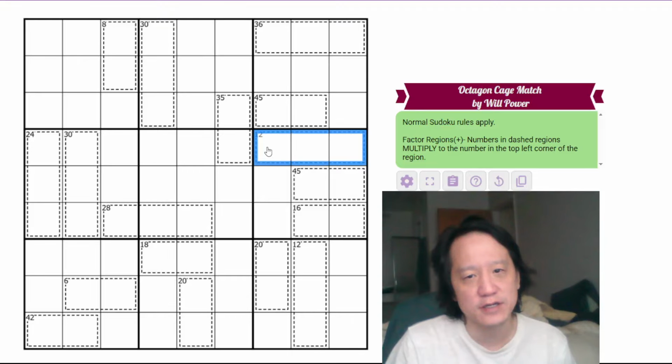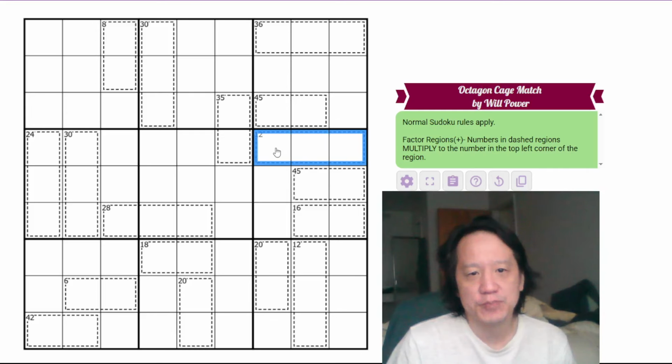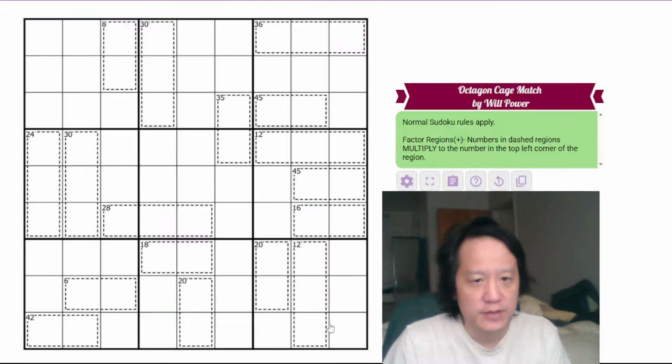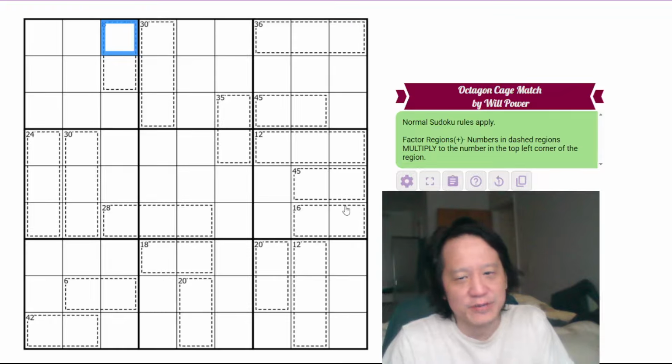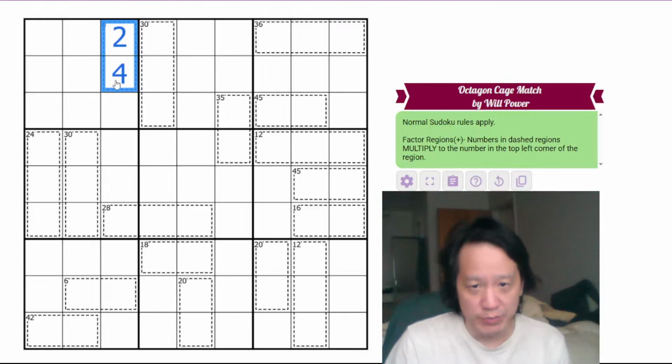So this is basically a multiplicative version of killer cages. For example, if this were a 2, this would have to be an 8 or something. Actually, this one's better. If this were 2, this would have to be a 4, because these two digits must multiply to 8. This could also be 1, 8 here. Anyways, those are all the rules.